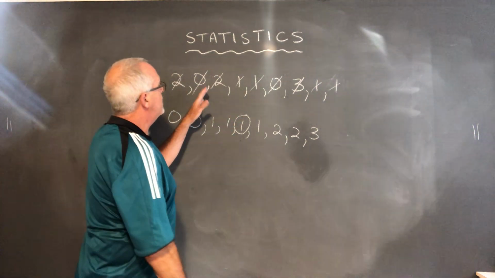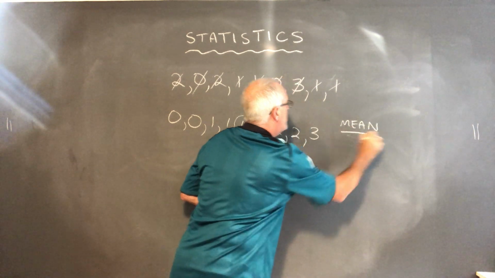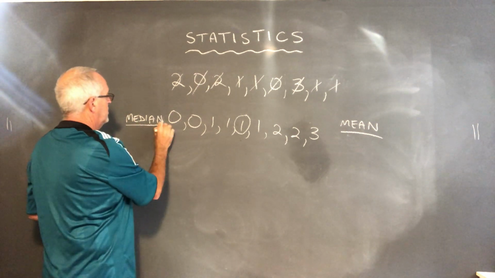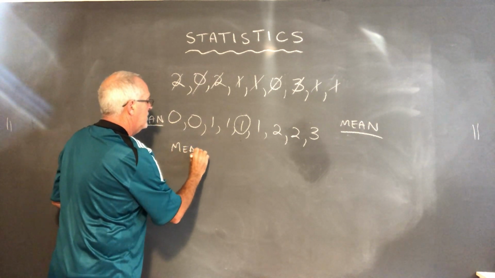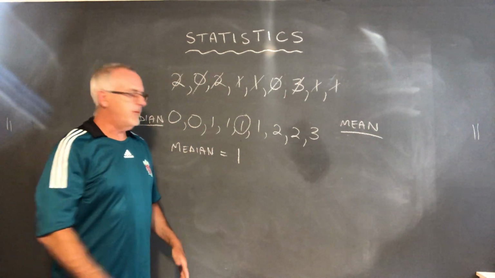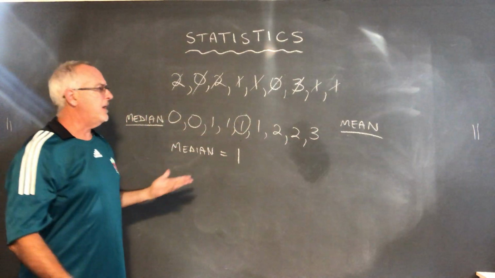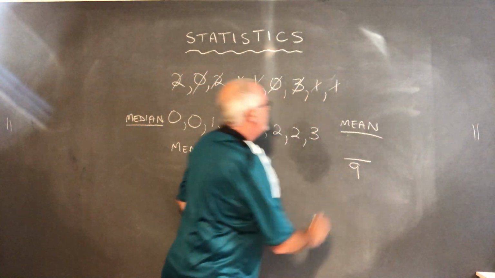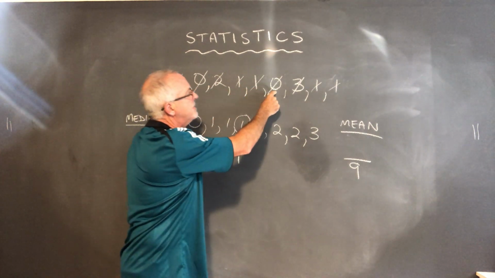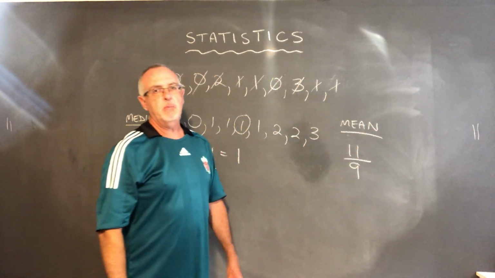But I will find the mean of this data. I'll put mean, and then I'll label this as median. Median is 1. Just circling it isn't quite enough. I want to actually write the answer somewhere. The mean is going to be the total of all the numbers divided by how many there were. We know how many there were was 9. The total of all these numbers, 2 plus 0 plus 2 is 4, plus 1 is 5, plus 1 is 6, plus 0, plus 3 is 9, plus 1 is 10, plus 1 is 11. 11 divided by 9, it's going to be 1.22.